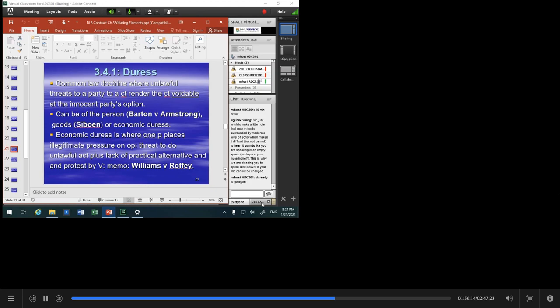Remember, with duress, which is the common law doctrine, threatening physical violence is not very subtle. Okay, whereas with undue influence, it's much less subtle. It's a much more nuanced type of pressure.